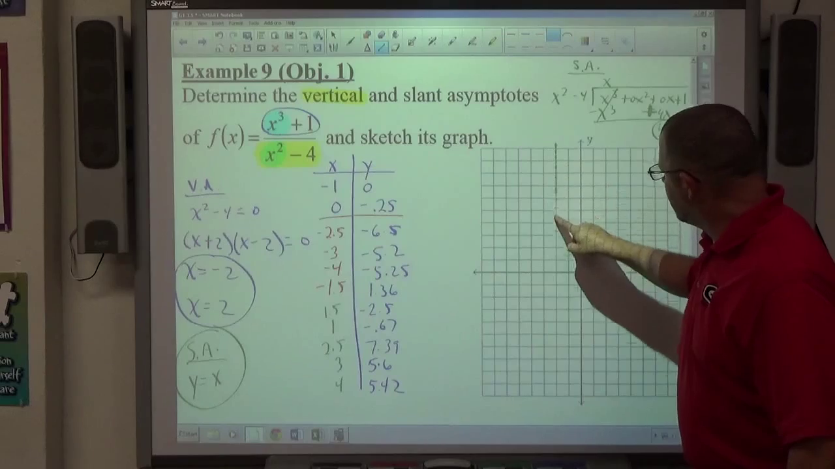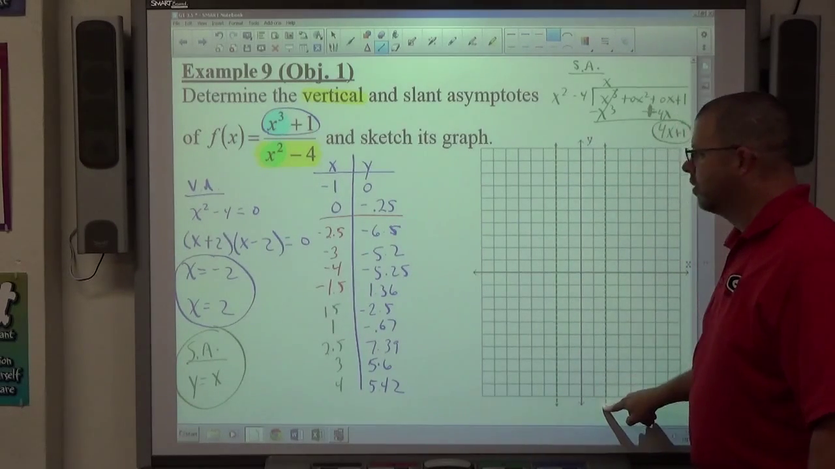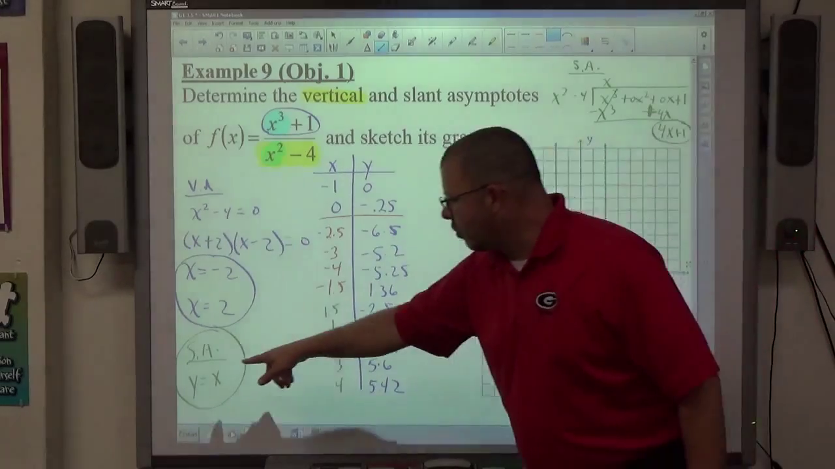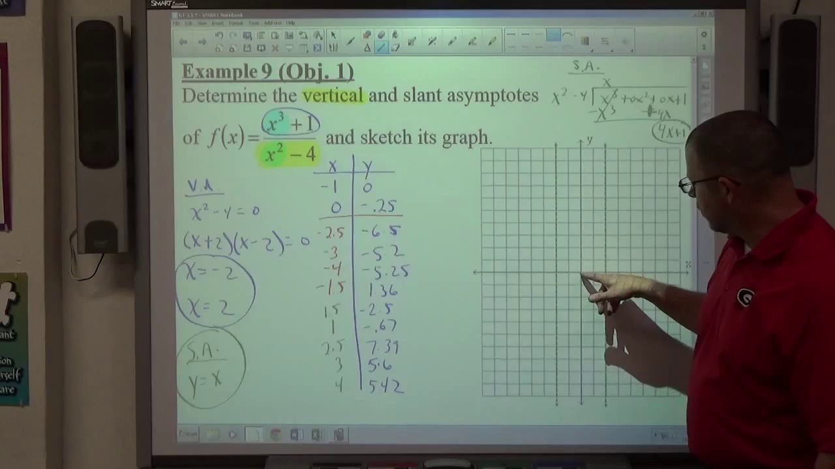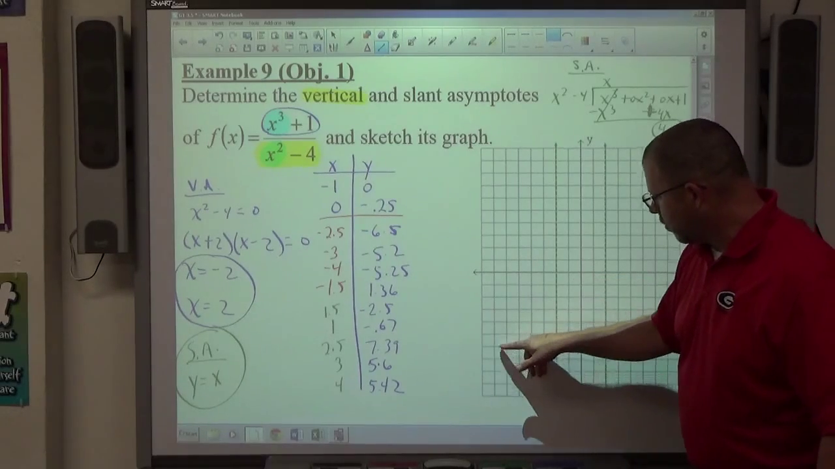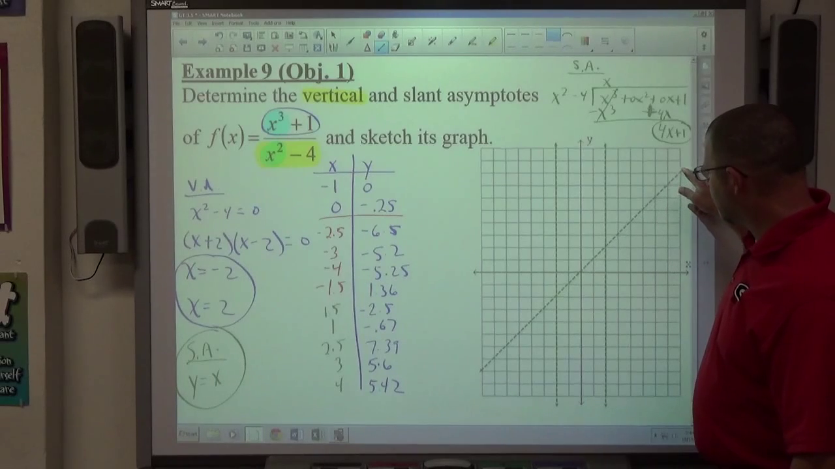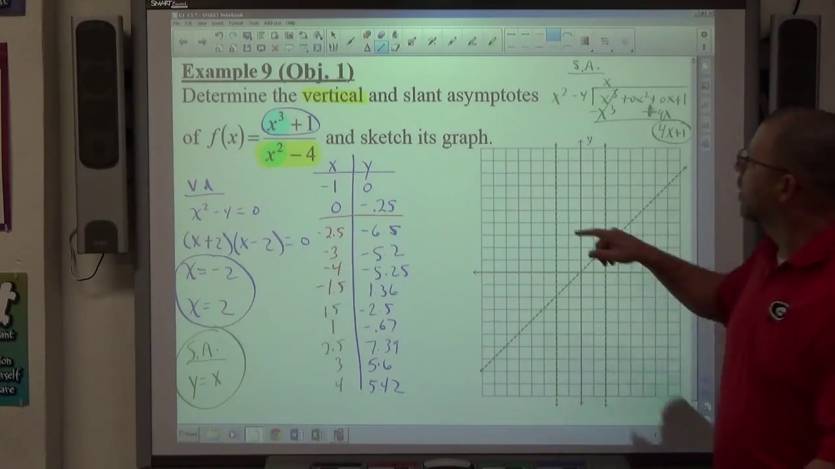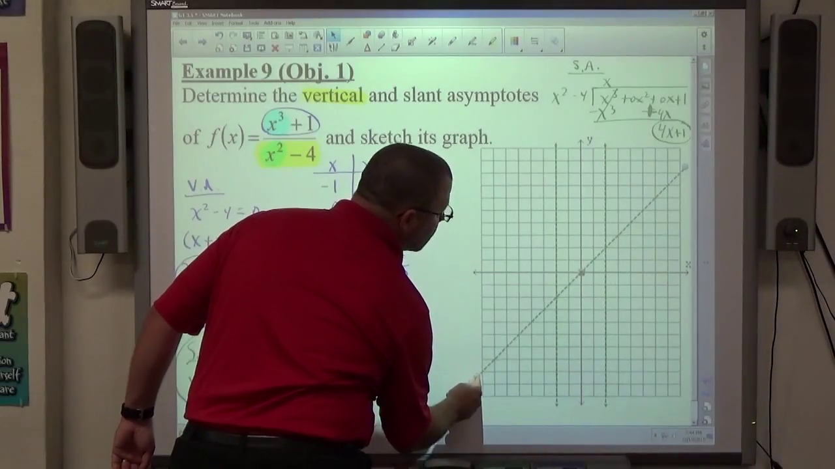x equals -2 and x equals +2 are my vertical asymptotes. And my slant asymptote is y equals x. That's just a linear equation, slope of 1, y-intercept of 0. So if I just go left 1 and down 1 each time, connect the dots with a nice straight line like so. I know the graph itself is going to be bordered, or contained, by these asymptotes.